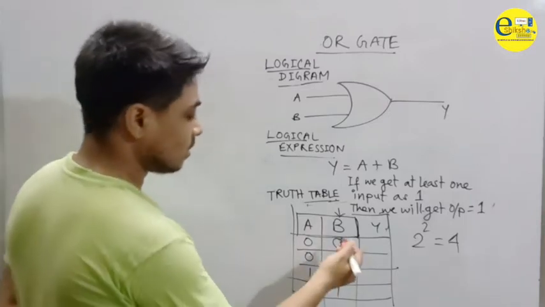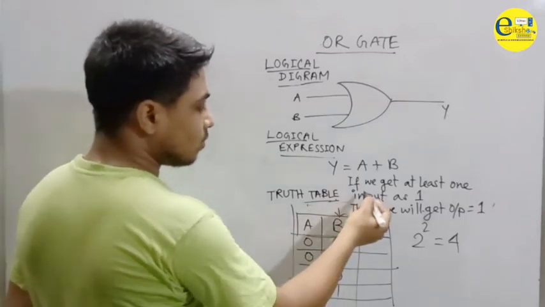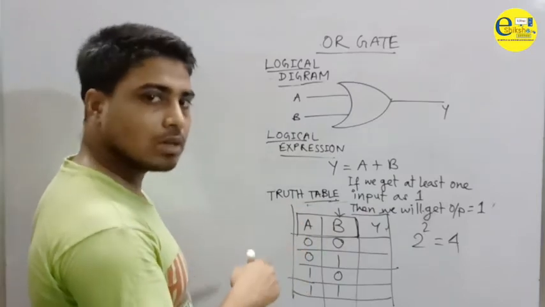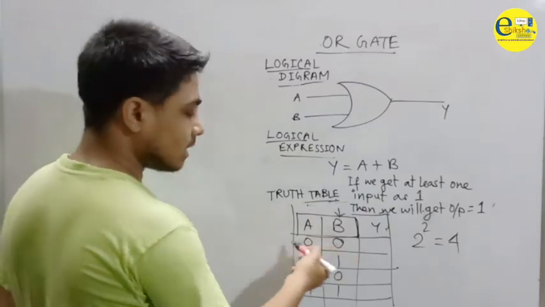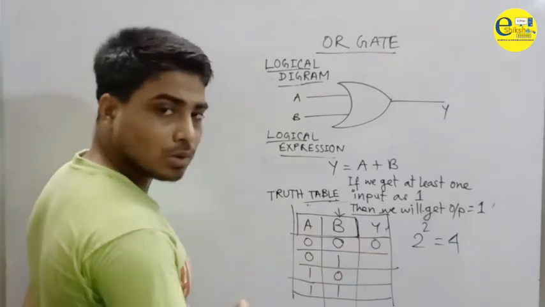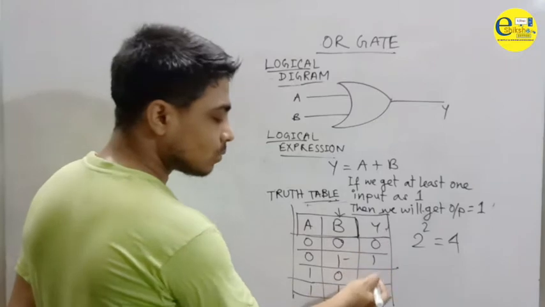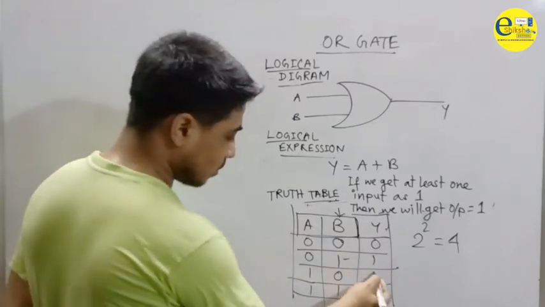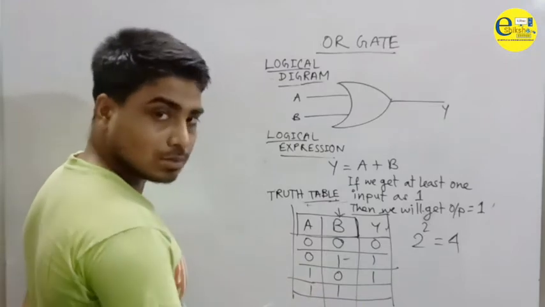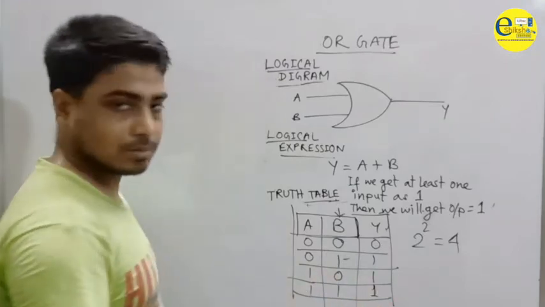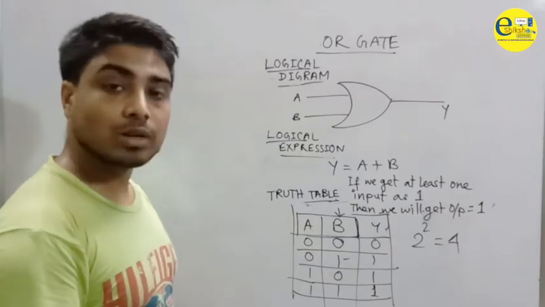Okay, so now we have to ask here, is there any 1? If it has any 1 in the input, then the output will be 1. Is there any 1? No. That's why the output is 0. Is there any 1 as input? Yes, we have. That's why the output is 1. Same for the next rows, yes, we have 1, so the output is 1. Okay, so this is the truth table of the OR gate.